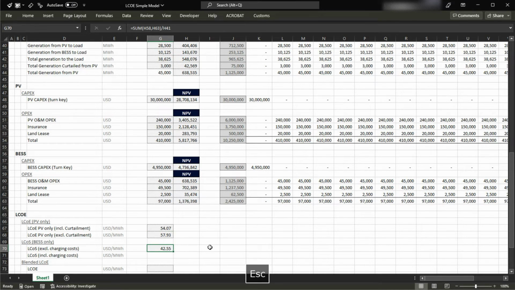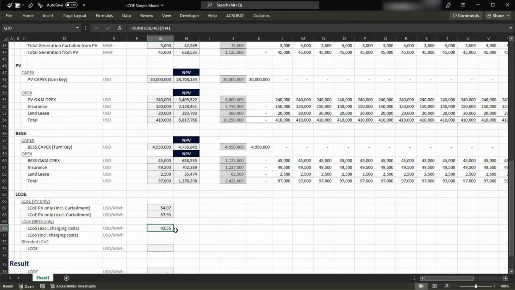$42.55. If you notice here, the number is lower than both of the PV-only LCOEs we have, but there are no charging costs here. So how do we calculate the LCOS including charge costs? At first the instinct is to say it's going to be the sum of this LCOS excluding charging costs plus the cost of charging, which is the PV-only LCOE, right?